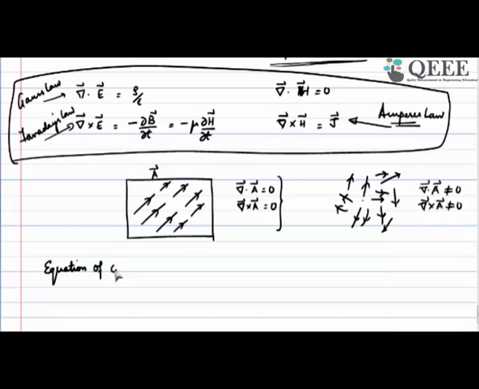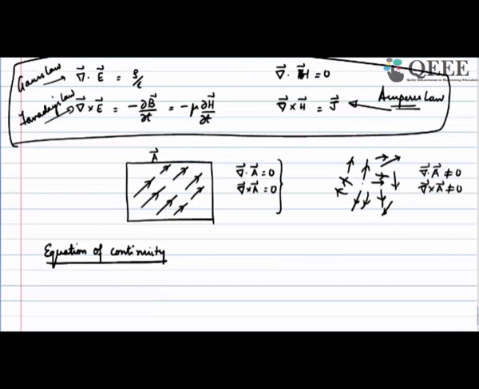So Maxwell's equations are not complete if we don't talk about what is known as the equation of continuity. You see, Faraday's law talked about moving magnetic field producing an electric field. Ampere's law talked about... so Faraday's law was talking about magnetic field producing electric field.